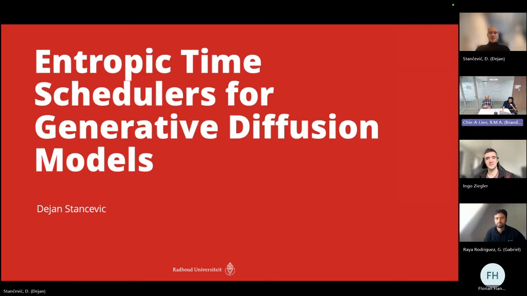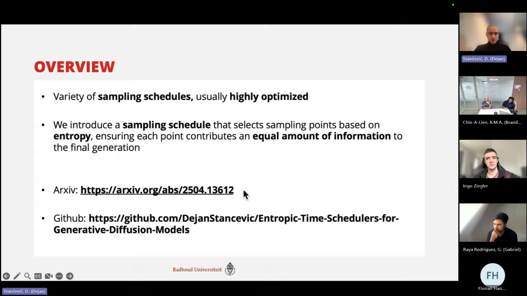Yeah, thank you. So as Lucas said, I will present our recent work on entropic time schedulers. So, quick overview. Basically, currently there is a variety of sampling schedules, and usually they're highly optimized for their task and their data set. And so in our paper, we introduced a sampling schedule that basically selects sampling points based on entropy, ensuring that each time interval contains the same amount of information.